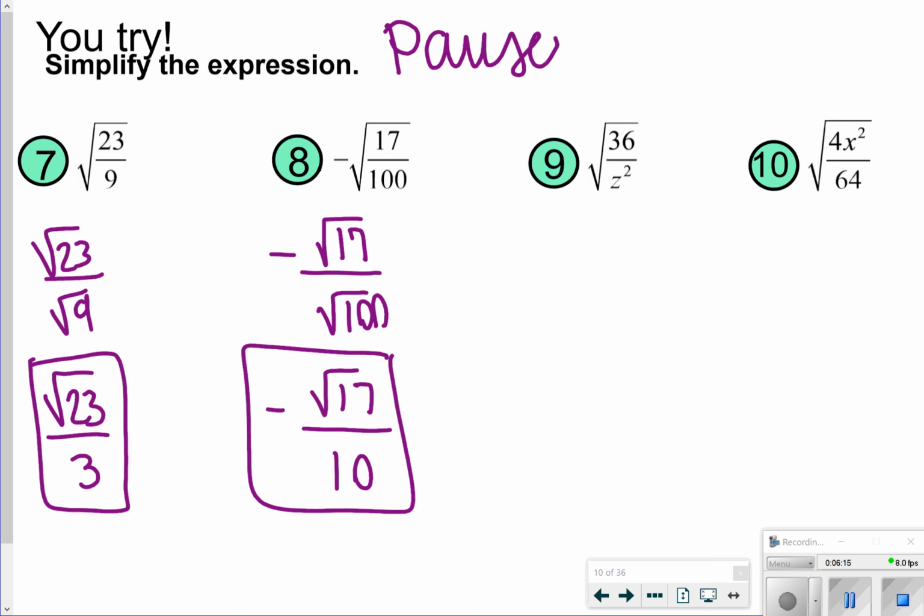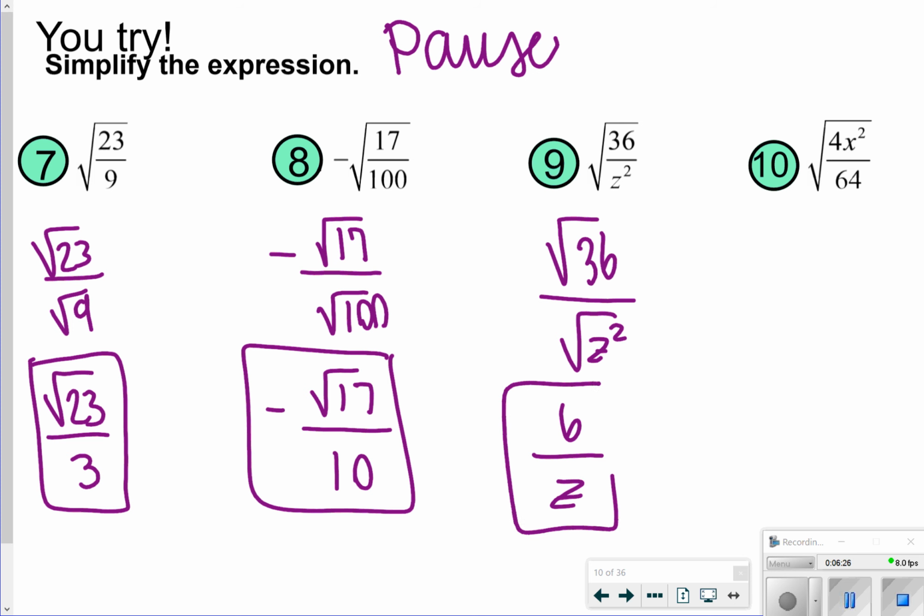For number 9, let's go ahead and separate those. The square root of z squared is z. The square root of 36 is 6. The square root of z squared is z, so I get 6 over z. And then number 10, when we separate those, we get the square root of 4x squared over the square root of 64.